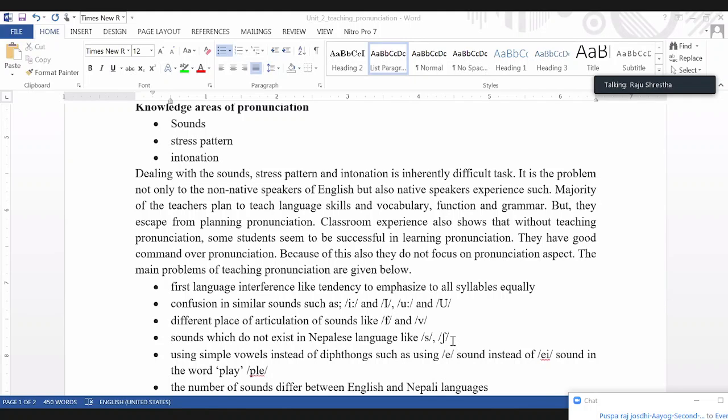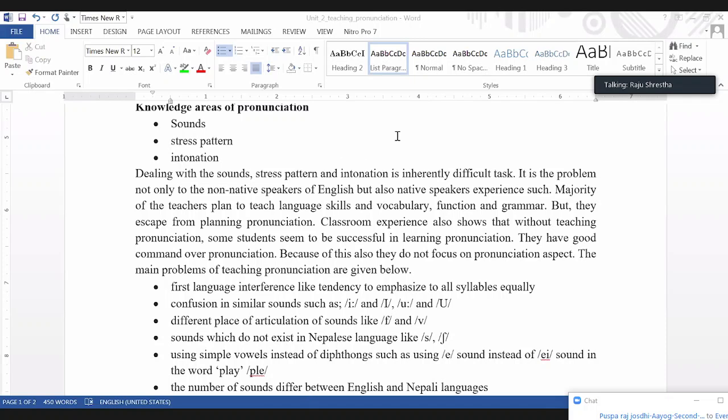If they have this kind of difference, then we learners face difficulty. Similarly, we tend to use a simple vowel instead of a diphthong, right? For example, PLAY: how do we pronounce it? How should PLAY be pronounced?